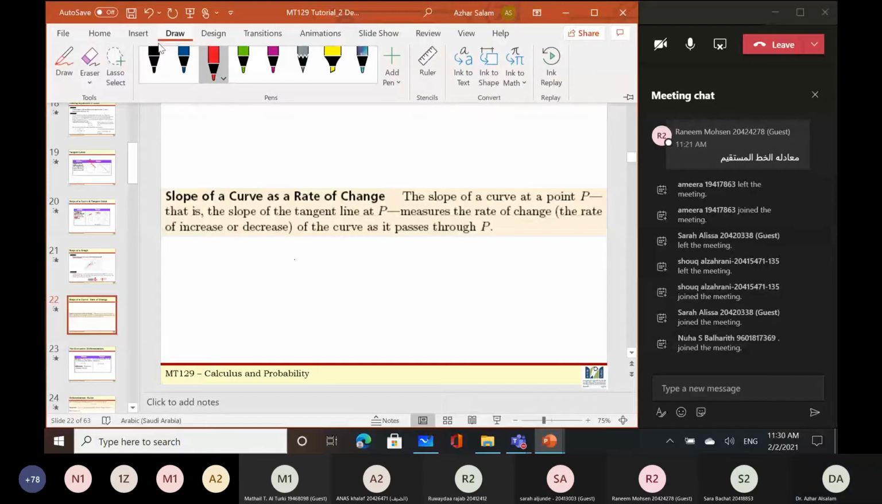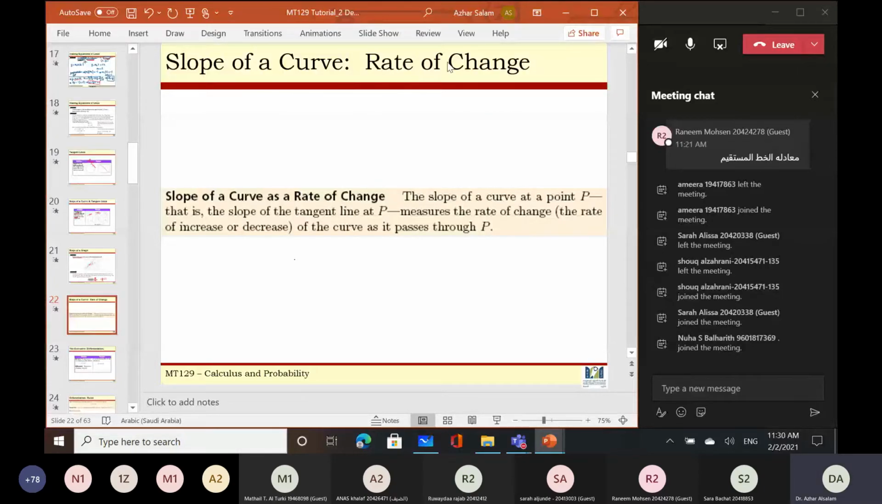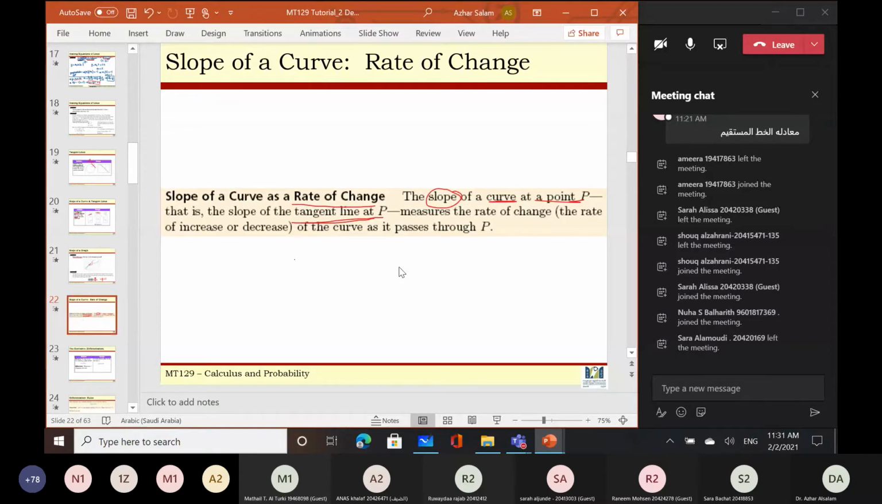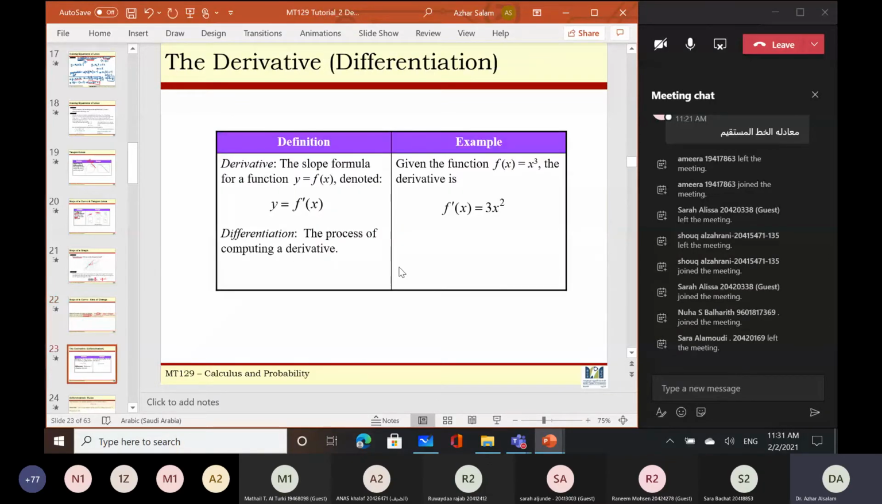Now for the rate of change. Slope of a curve as a rate of change. The slope of a curve at a point P is the definition of the rate of change. If I ask you to find the rate of change, you have to find the slope of the curve at a point P, meaning you have to find the slope of the tangent line at the point P, which measures the rate of change, whether increasing or decreasing. The rate of change is the ratio of the change in y to the change in x, of the curve as it passes through P.